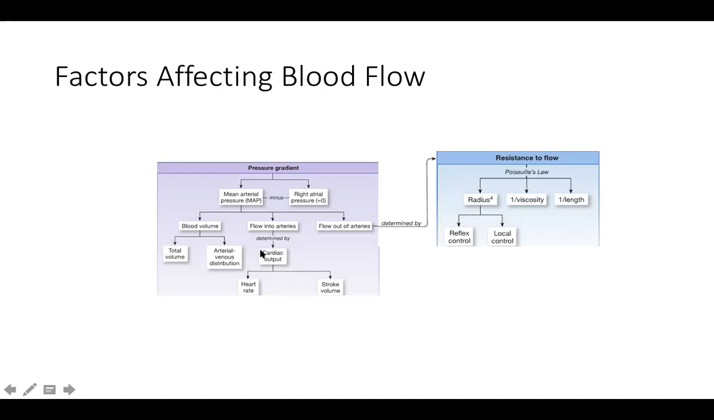But we can't forget that cardiac output is determined by the heart rate and the stroke volume. So anything that affects the heart rate will affect the cardiac output, and anything that affects the cardiac output will affect the mean arterial pressure. So there are multiple layers to look at when you discuss factors that affect blood flow and factors that affect mean arterial pressure.